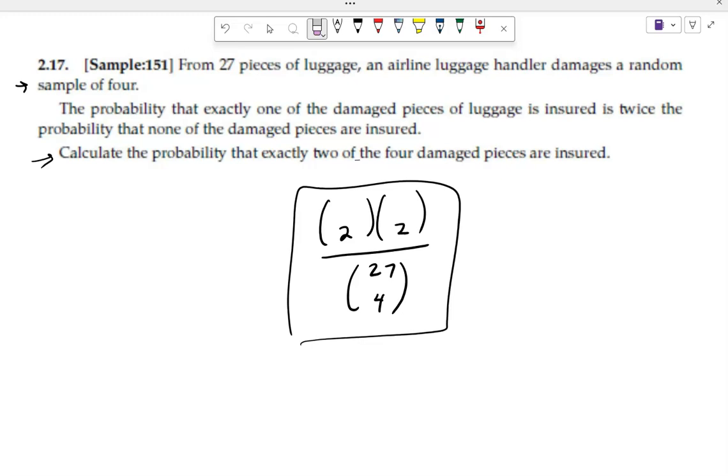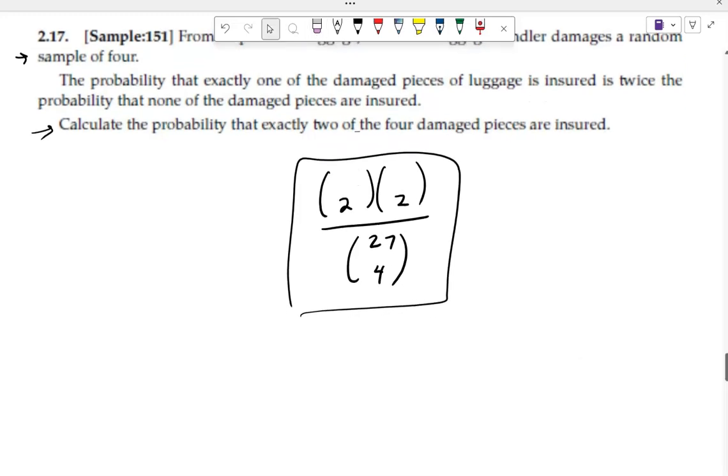So not worrying about how to calculate those probabilities yet, what would be a mathematical sentence to say that? The probability of 1 piece being insured is twice the probability that none are insured. What mathematical equation could we make from that English sentence, not calculating the probabilities yet, just literally a mathematical sentence?